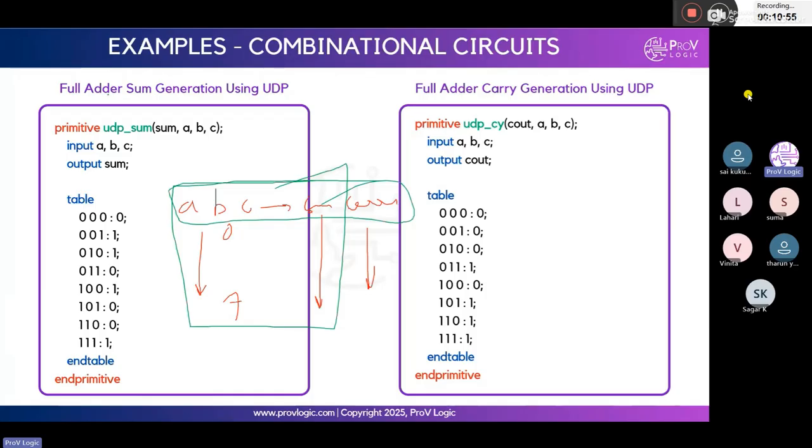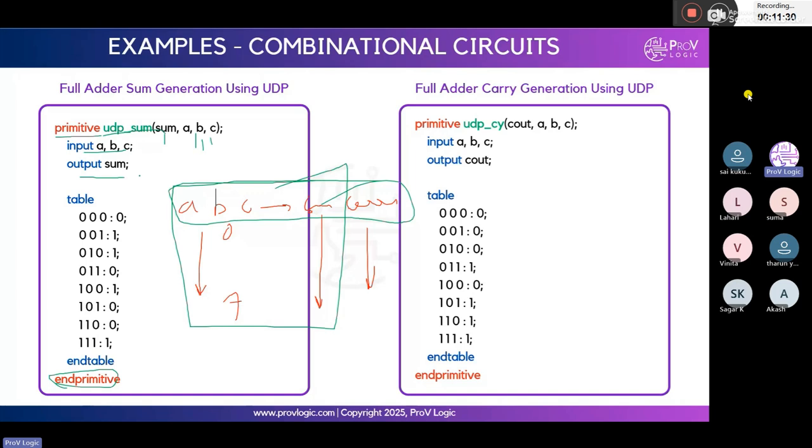Okay. So how to write the program for UDP? User defined primitives. All these are user defined primitives. So if you see here, we need to write using primitive only, not module. Primitive and endprimitive, same as module and endmodule. Next was sum. Here one output is sum. So output sum, and A, B, C are the inputs. So input A comma B comma C and output sum.